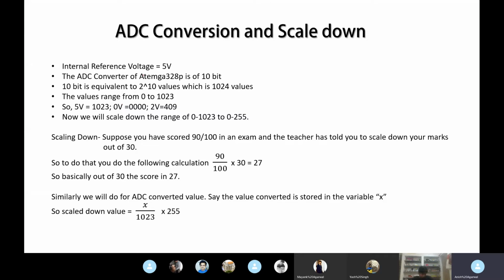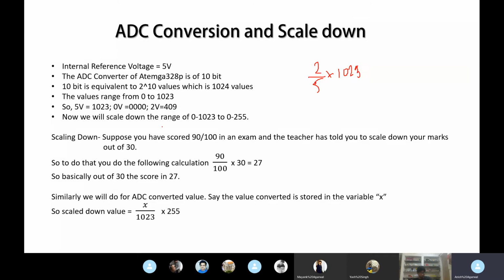All right. Suppose the reference voltage is 5 volt. Then 5 volt is equivalent to 1023, and 0 volt is equivalent to 0, and 2 volt is equivalent to 409. This is simple mathematics. This is 2 by 5 multiplied by 1023, and here you will get the value 409. If you check in your calculator, it will be approximately 409.